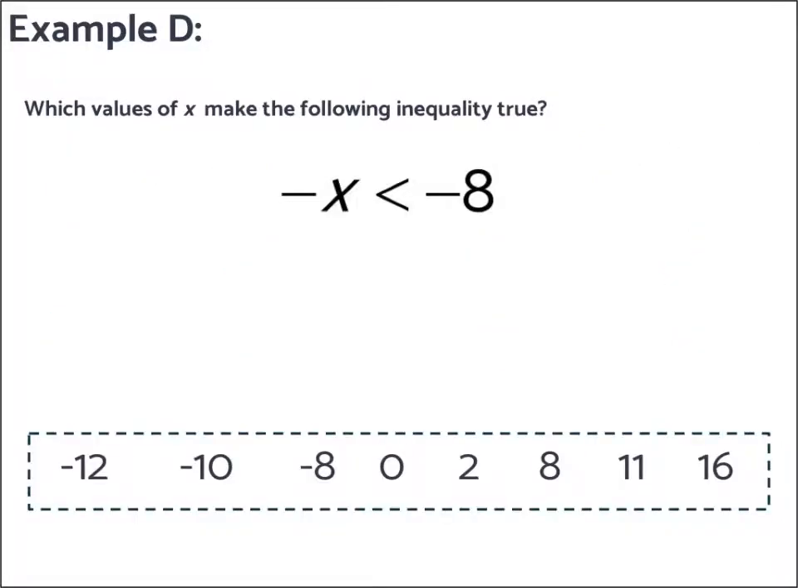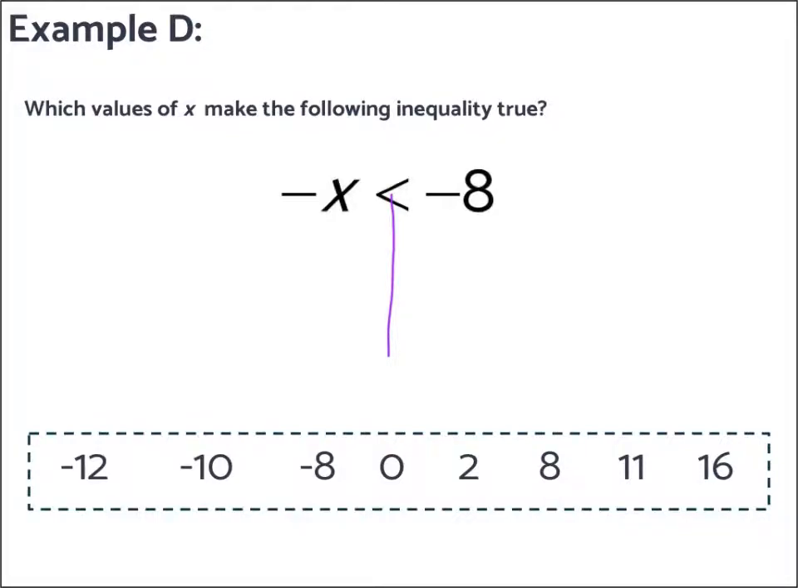Here we are at example D, and it says, which values of x make the following true? And I've got -x is less than -8. So let's go ahead and solve our inequality first. So I'm going to go ahead and draw my wall down for my inequality symbol. X is not by itself. It has that negative sign in front of it.